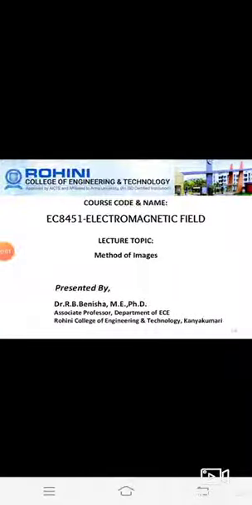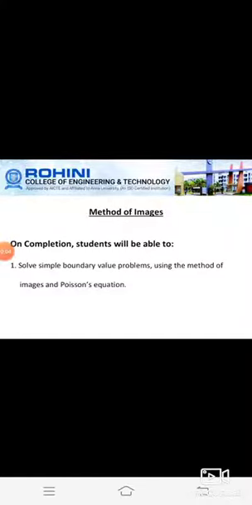In this video, we are going to discuss the method of images. On completion of this, students will be able to solve simple boundary value problems using this method of images and Poisson's equation.